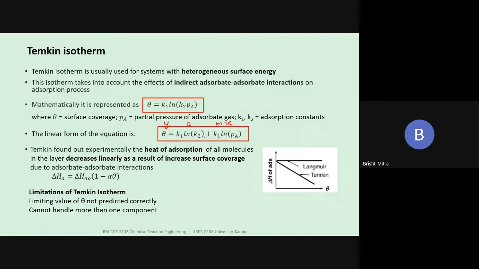Again, unlike the Langmuir isotherm, the heat of adsorption for the Temkin isotherm is different. Similar to the Freundlich isotherm, here also there is a change in the heat of adsorption with coverage. But what is the change like? Here there is a linear decrease. In the case of Freundlich isotherm, there was a logarithmic change. Here there's a linear decrease in the heat of adsorption with increase in surface coverage.